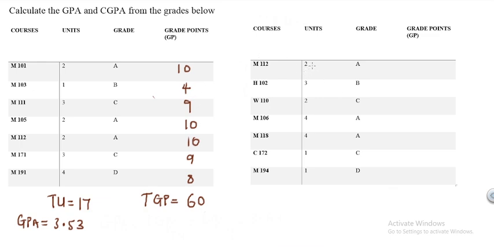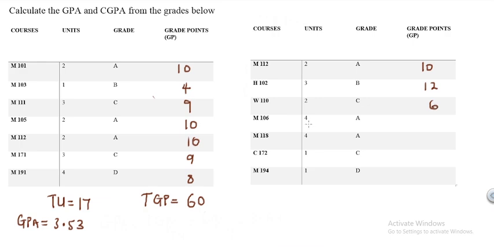If you have 2 units here and the grade here is A, remember the grade of A has a weight of 5. So we simply say 2 times 5, which is 10. The grade point here is 10. And then here, the unit is 3. The weight of the B grade is 4. 4 times 3 is 12. Here the unit is 2. The weight of grade C is 3. So 3 times 2 here is 6.